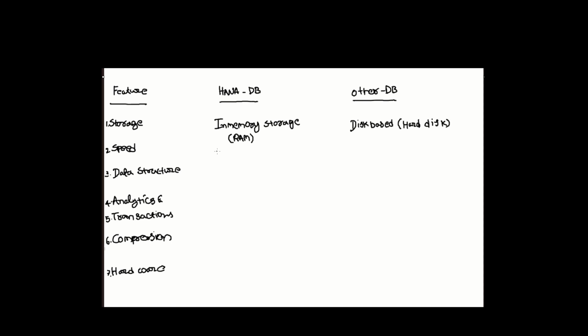Coming to speed, HANA DB gives a lightning fast response. Other databases are comparatively slower. Why? Because of disk access.